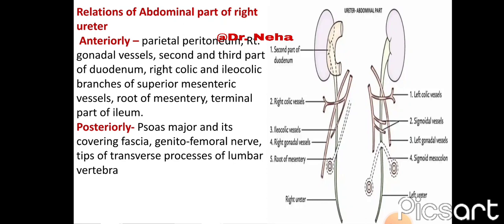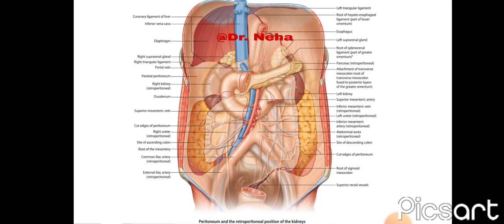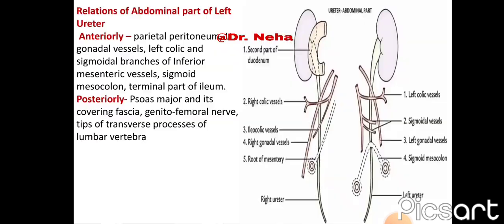The right ureter is posteriorly related to the psoas major muscle and its covering fascia, the genitofemoral nerve, and the tips of the transverse processes of the lumbar vertebrae. Here we can see the anterior relations of the right ureter as well as the left ureter. In this diagram we can see the peritoneum and various vessels on the anterior aspect. Now the anterior relations of the left ureter: the parietal peritoneum, left gonadal vessels, left colic and sigmoidal branches of the inferior mesenteric vessel, sigmoid mesocolon and terminal part of the ileum.